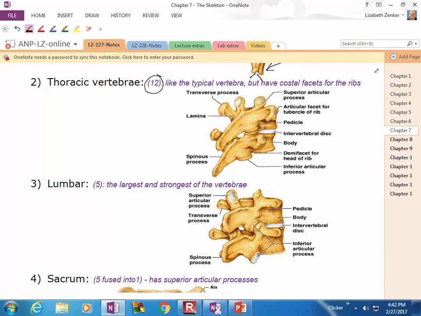So these guys have a transverse process sticking off to the side. That's one of the areas that a rib is going to come into contact with. It still has a superior articulating process with the superior articulating facet, an inferior articulating process with an inferior articulating facet. It still has a pedicle, which is the base. It still has a lamina. It still has the spinous process.